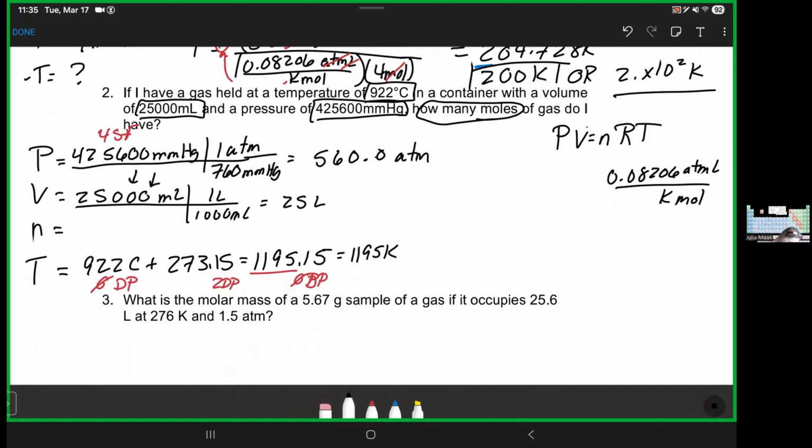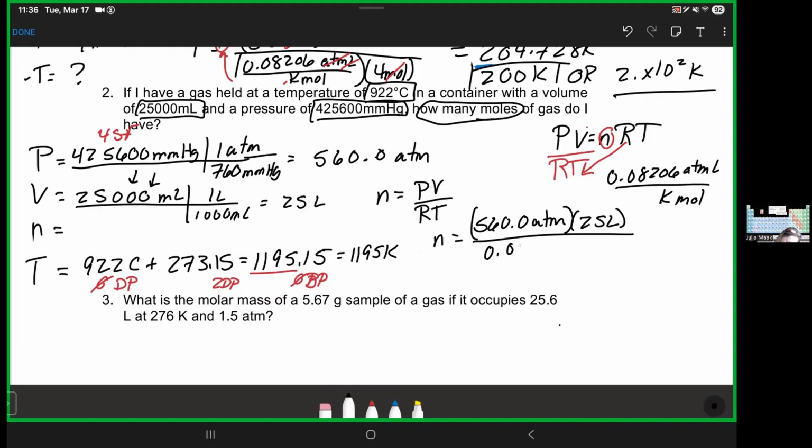But now that I've got it, I'm isolating N. So I'm going to move RT to the bottom on the other side. So we know our N equals PV over RT. So my N is equal to my pressure, which was the 560.0 atm, my volume, which was the 25 liters, divided by R, 0.08206 atm liters over K mole, and my temperature was the 1195 K.